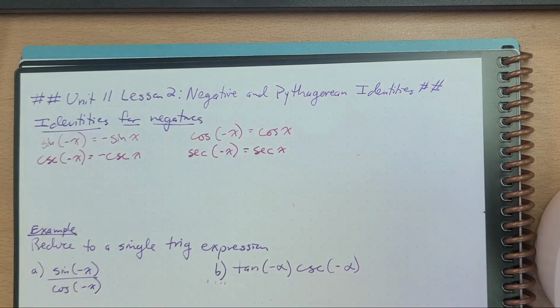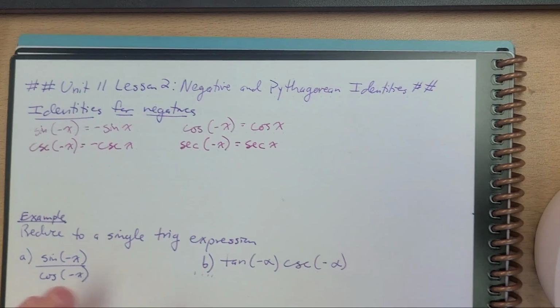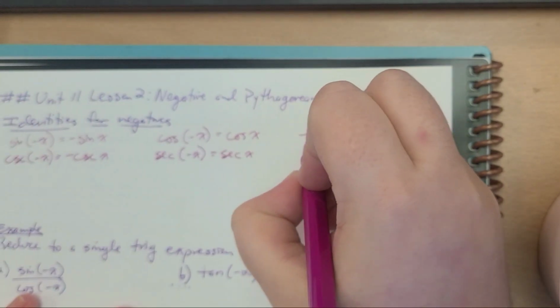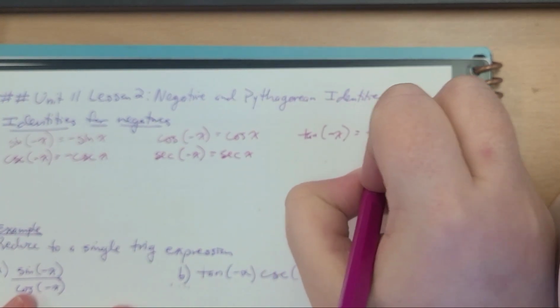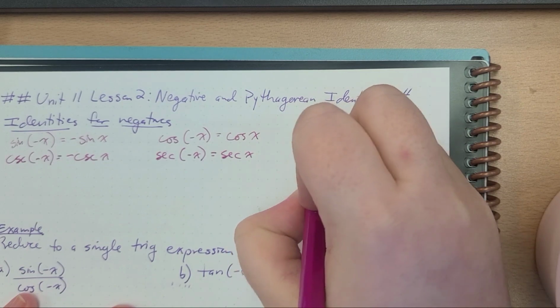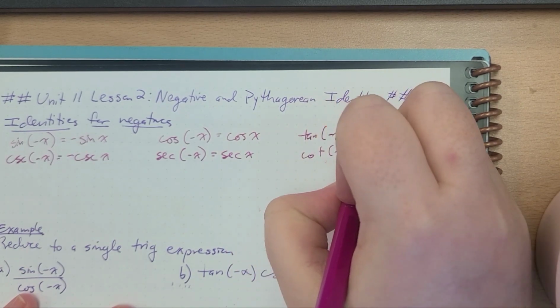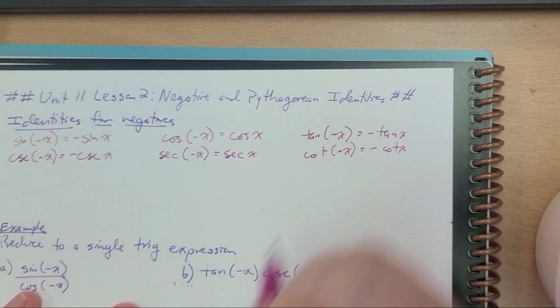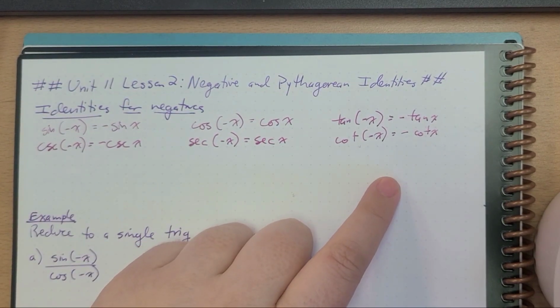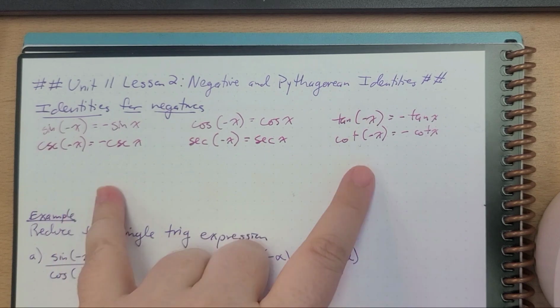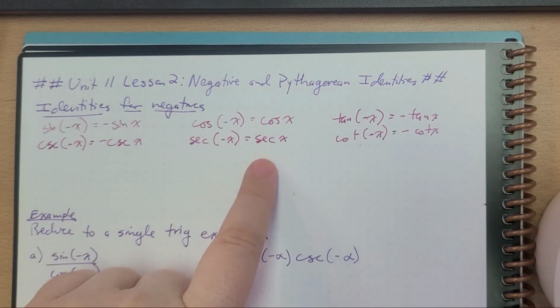And you're probably just going to have to memorize these, to be honest with you. Finally, we have that the tangent of a negative x is equal to a negative tangent of x. And the cotangent of a negative x is equal to a negative cotangent of x, okay? So sine, tangent, and their respectives, they stay negative, and cosine becomes positive.